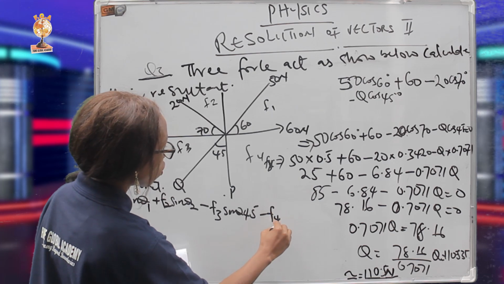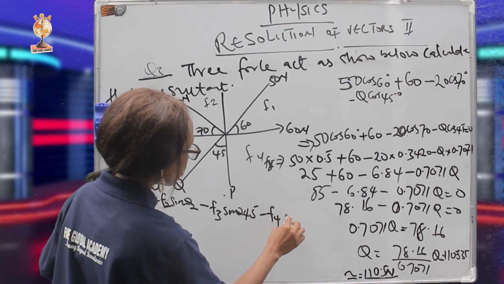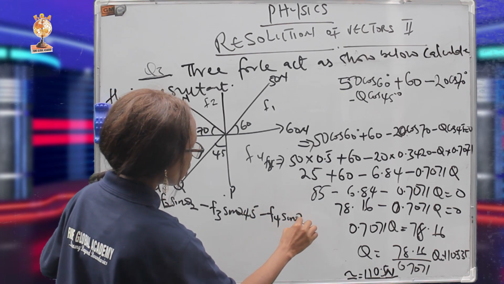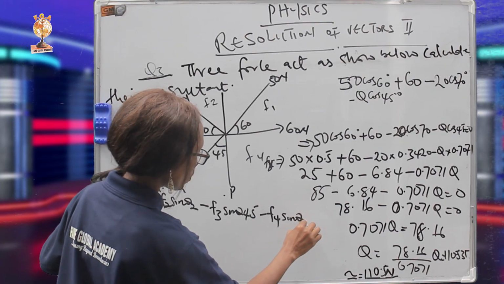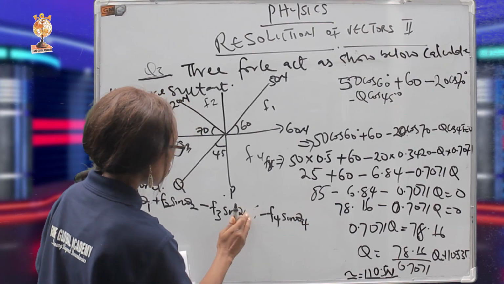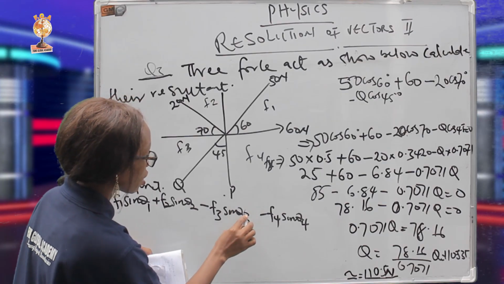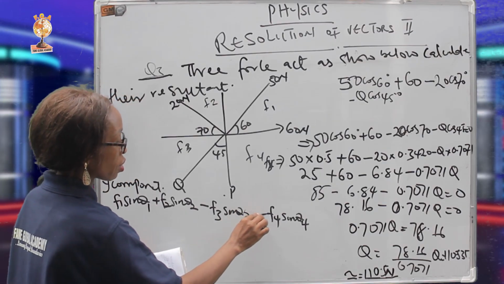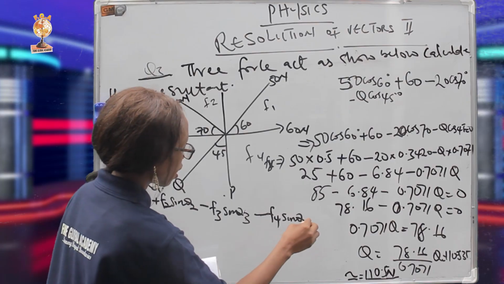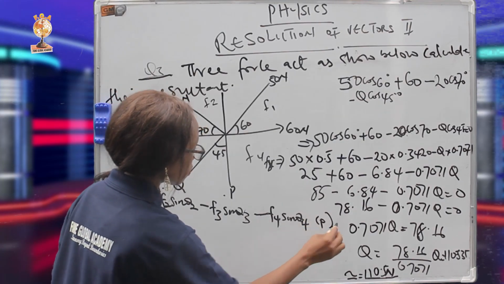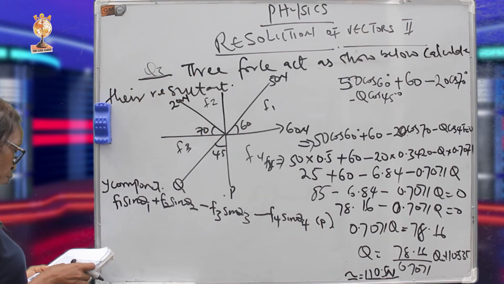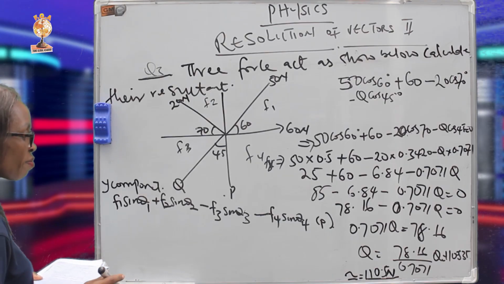F4 sine 4. Let me not put sine 4. Let me just put 3 so that we still be on the same page. We break it down to that when we get the P, because P is unknown. Okay, now let's continue.